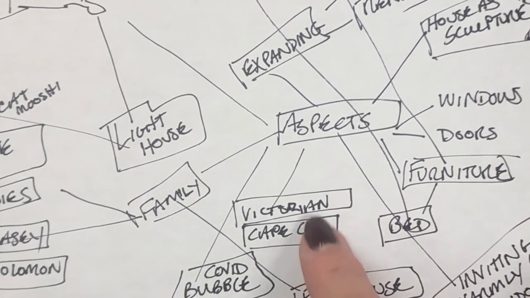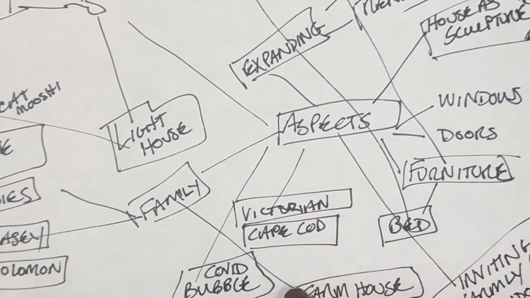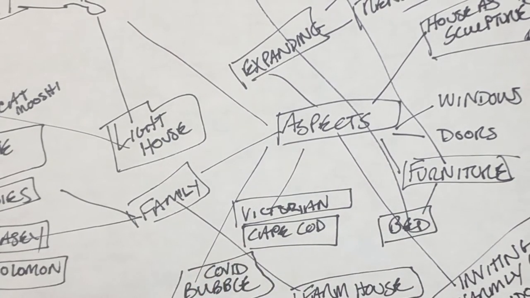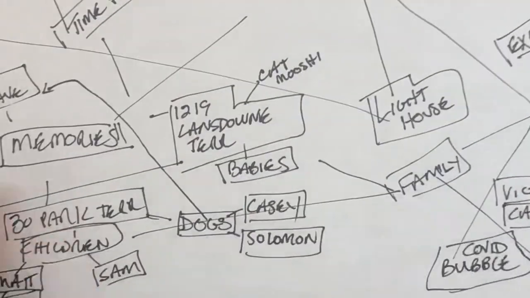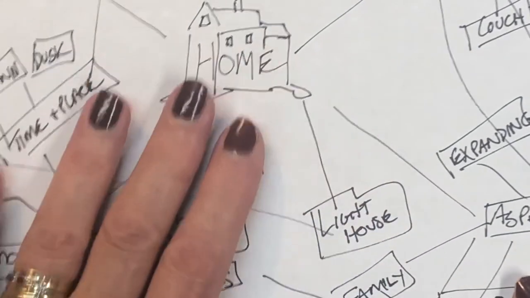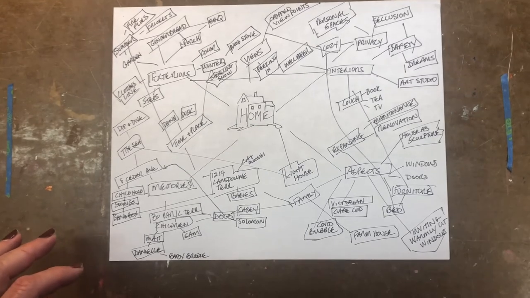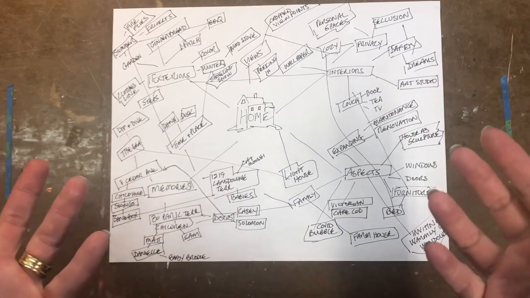I've got types of houses that I am drawn to, Victorians and Cape Cods. My sister had a farmhouse for a long time. My home was our COVID bubble during the last 6 months or so. I love this idea of warm, inviting windows. So I'm just brainstorming all these different ideas. And then I chose this topic for this lecture because it's been clear to me for quite some time that this is where most of my ideas come from.